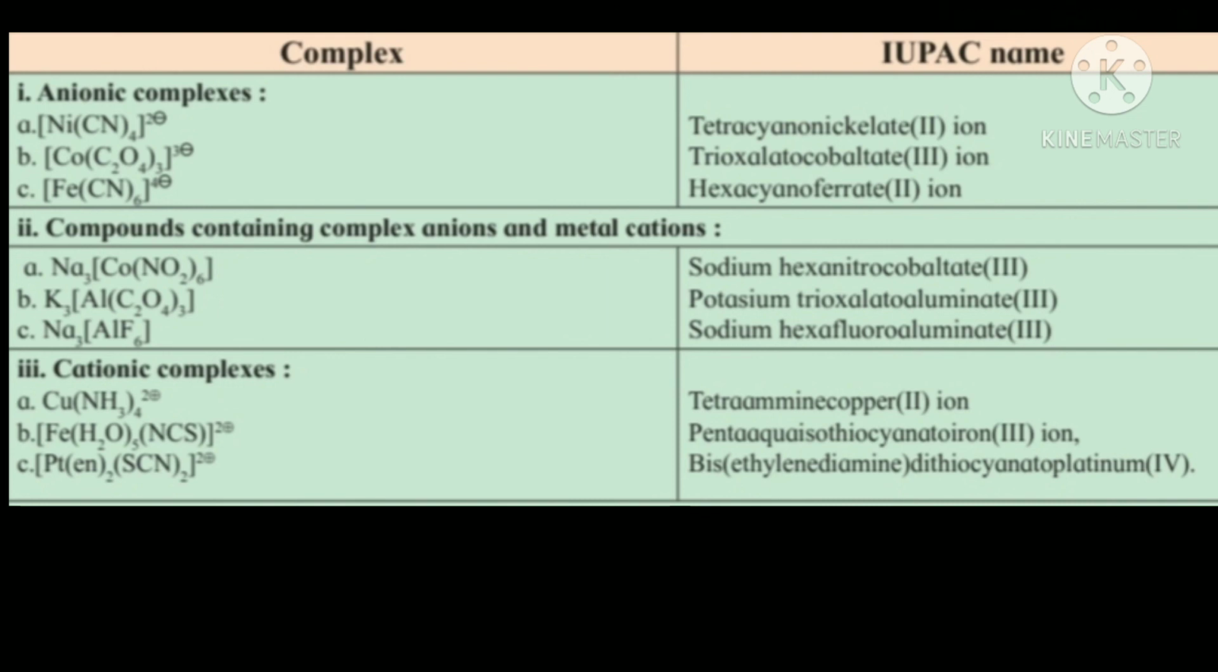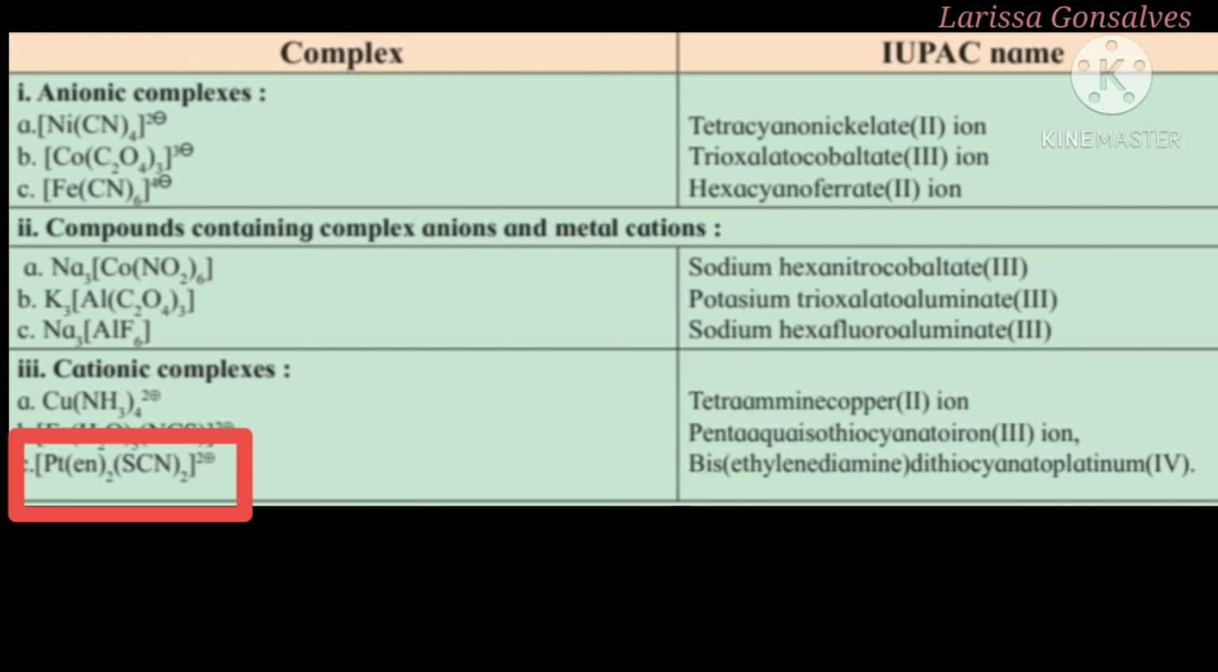So we have 5 ligands of aqua. So pentaaqua, isothiocyanato, Fe is iron. Then we need to find the oxidation state of iron, which comes as 3. So the IUPAC name is pentaaquaisothiocyanatoiron(III) ion. Keep in mind, for cations we write the name of the central metal ion as usual. We need not change it by putting the suffix ate. That is only for anionic complex.